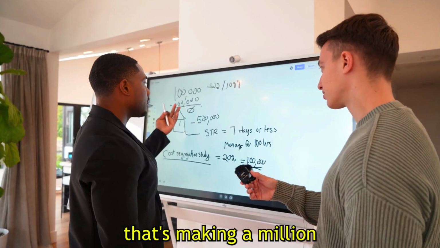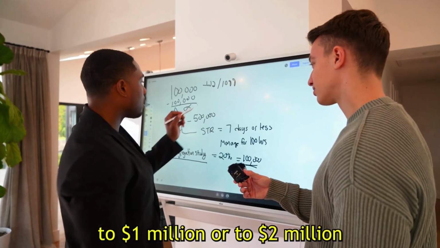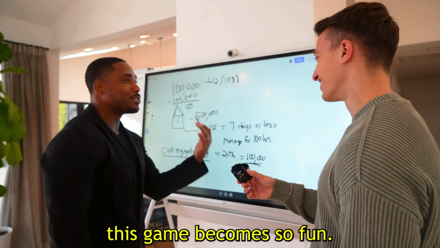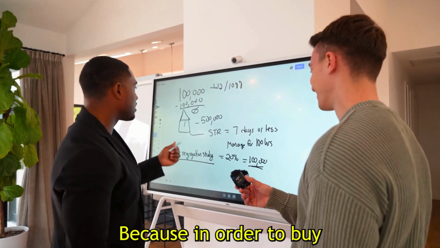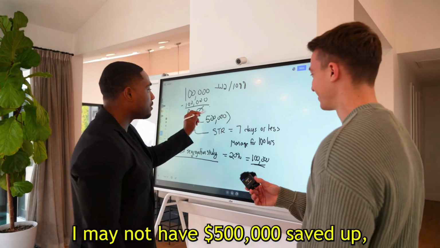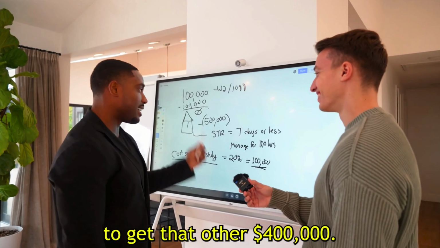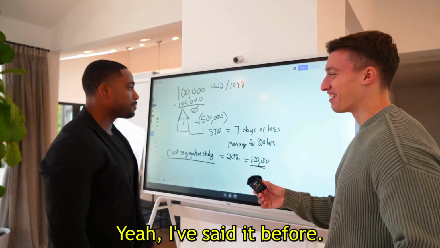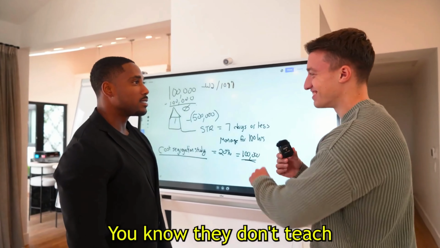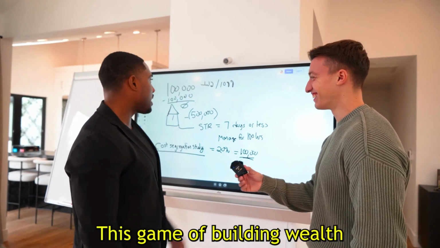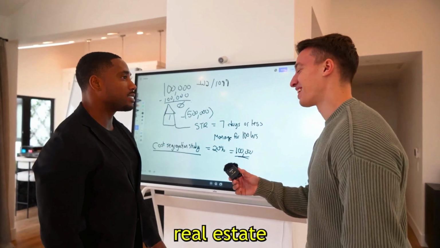Imagine if there's somebody making $1 million and we took this property to $1 million or $2 million. This game becomes so fun. And that's why I need debt, right? Because in order to buy this property, I may not have 500K saved up, but I may have 100K saved up, and I'm going to take out leverage, OPM, to get that other 400K. People's money all day. I've said it before, I'll say it again. You know they don't teach that in school, right? Absolutely not, bro. This game of building wealth and buying real estate is not taught in school.